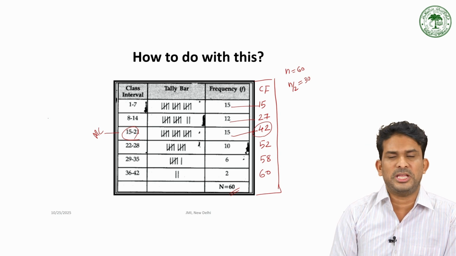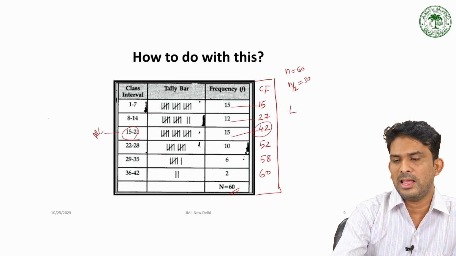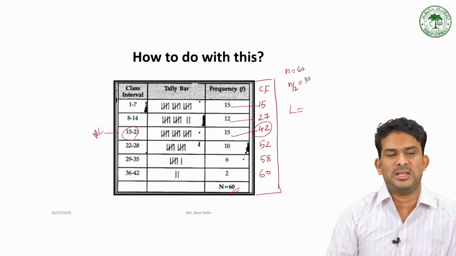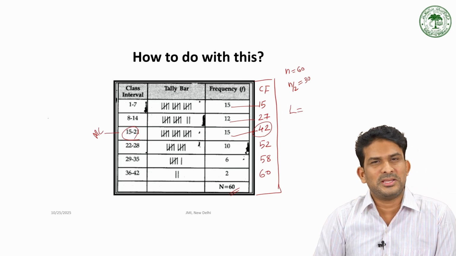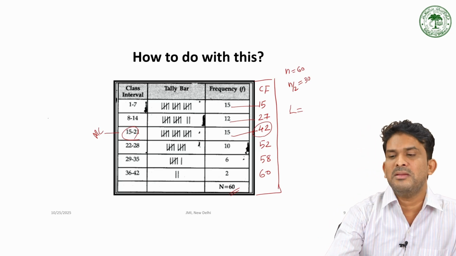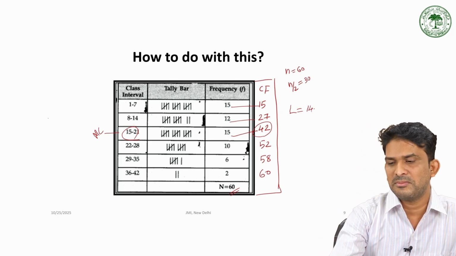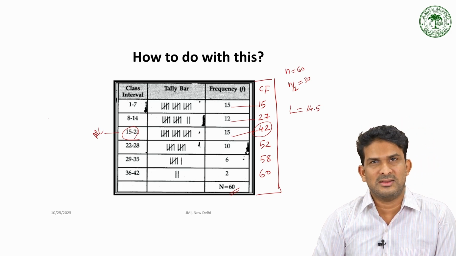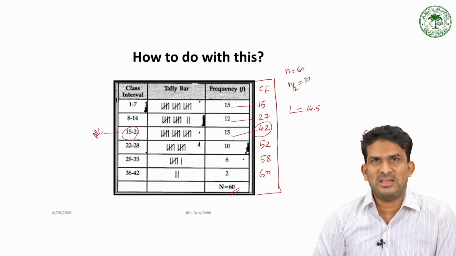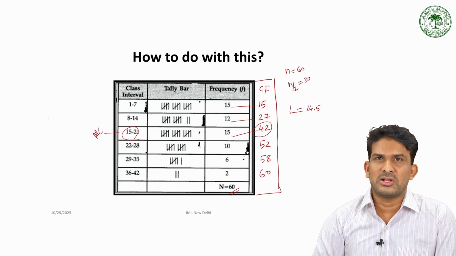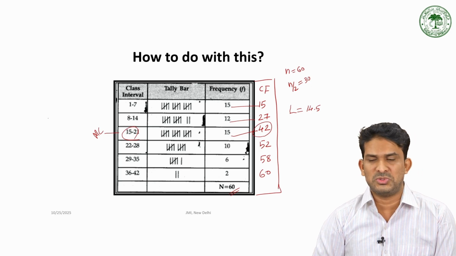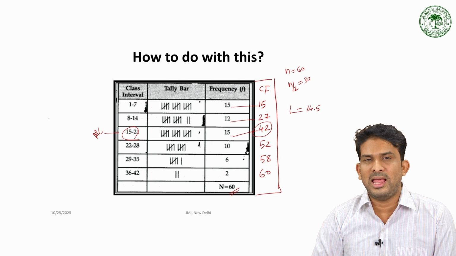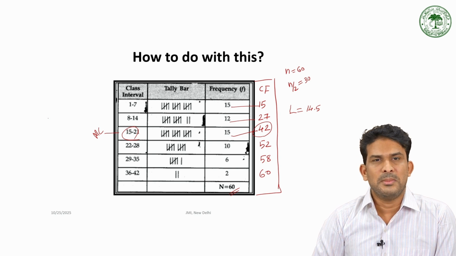So directly I am taking L. What is L? L is the exact lower limit of the median class. What is the exact lower limit here? Not 15, since it is an inclusive distribution, it will be 14.5. Got it? See the previous section of the video to get it clear. We have already mentioned, 0.5 we have to reduce as it is an inclusive distribution to make it exclusive. 14.5 is L, the exact lower limit of the median class.